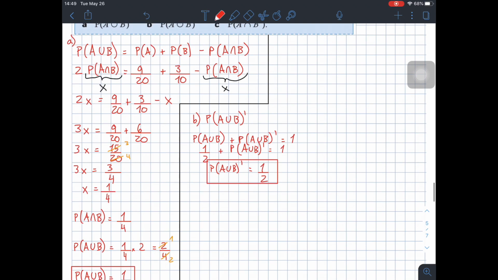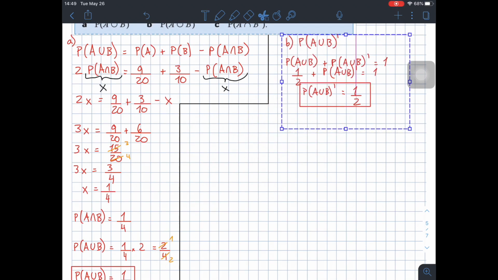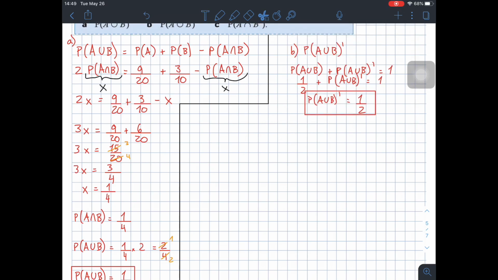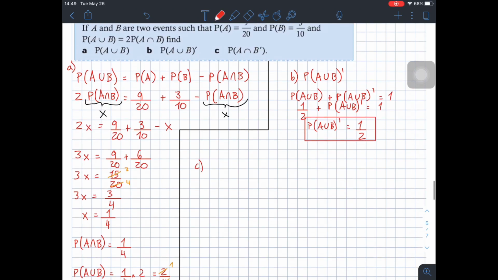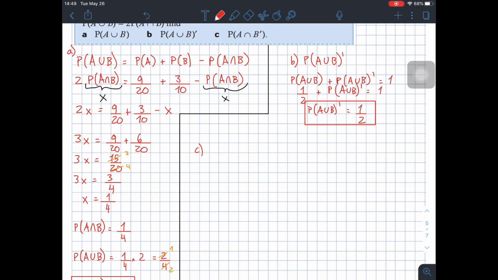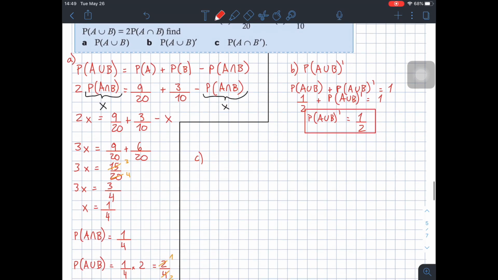So maybe I'll take this up here to save some space right there. So I'm going to do part C down here. Okay, so part C, I want to find the probability of A intersection not B. A intersection not B. For this particular case, for the intersection of A and not B, it may be a good idea to sketch the Venn diagram, right, to see what's happening.